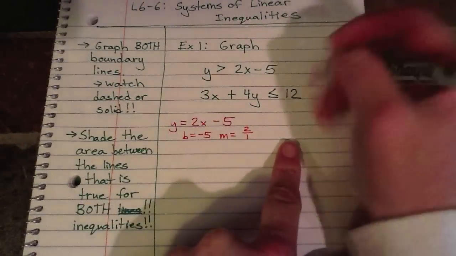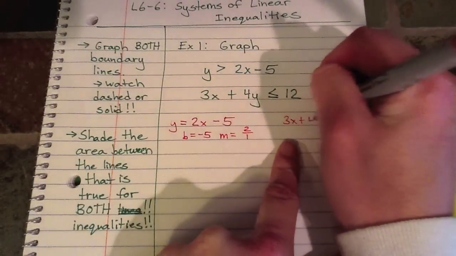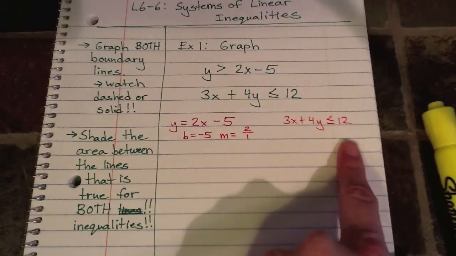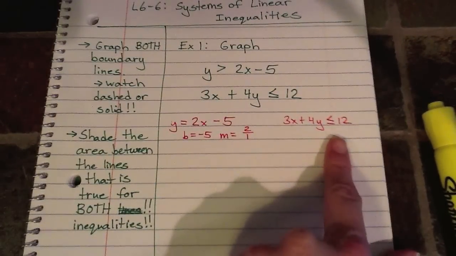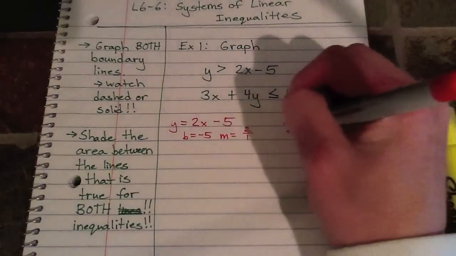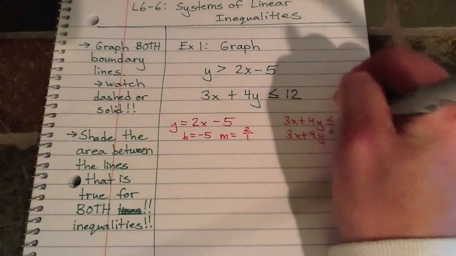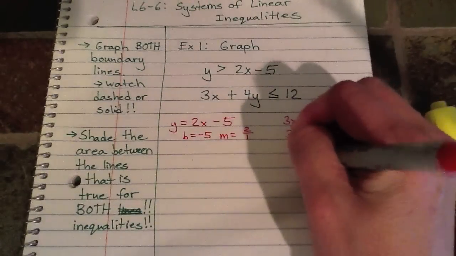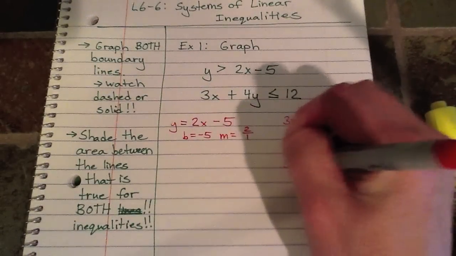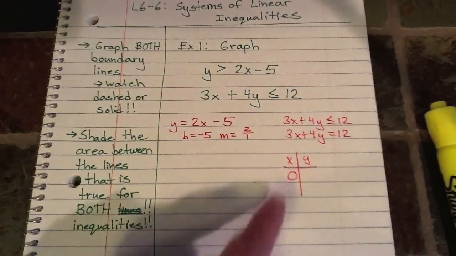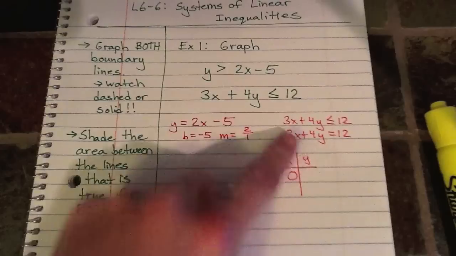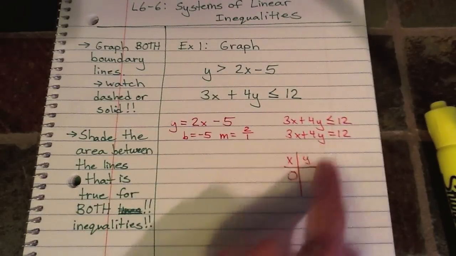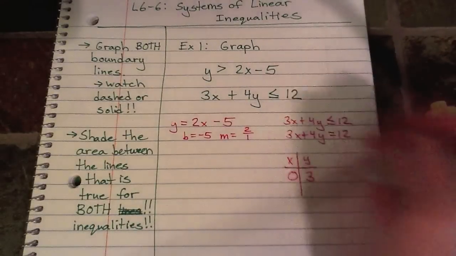The other line, 3x plus 4y is less than or equal to 12, is actually in standard form, so you want to use intercepts to graph this. And I should have written it with an equals, sorry, equals 12. So we're going to go ahead and set up our t-chart with our intercepts, plug in 0 for x, and you can just look at that mentally. This becomes 0. I have 4y equals 12, divide 12 by 4, and I get 3.